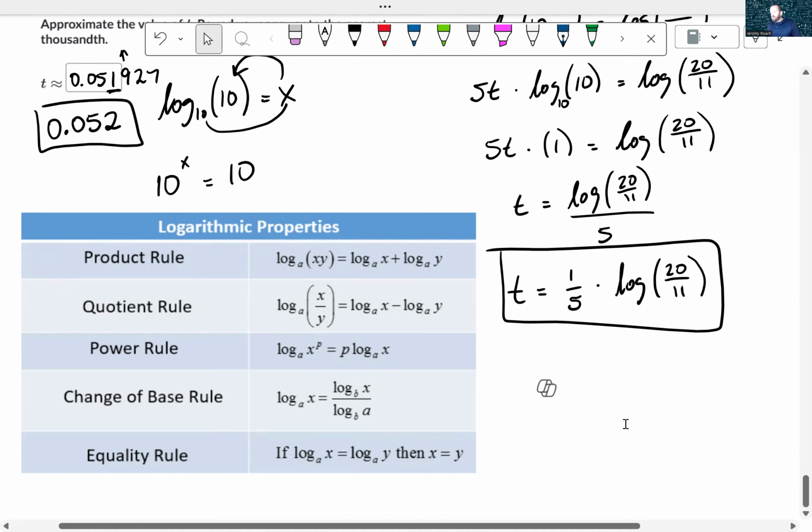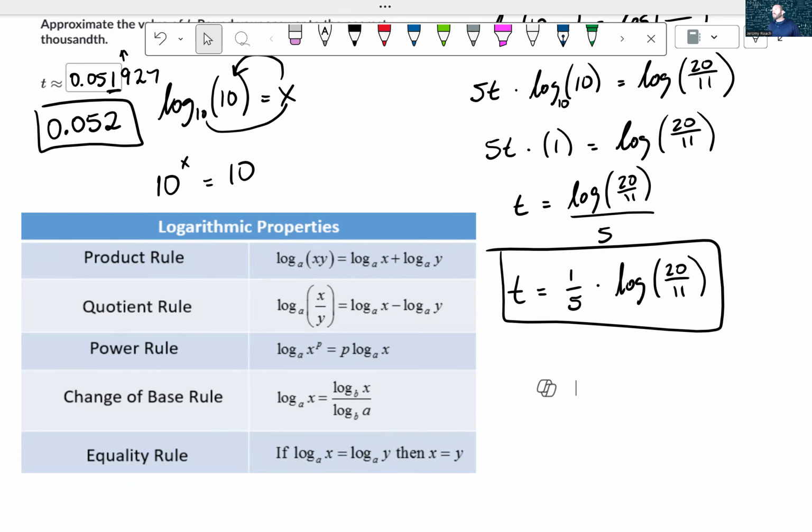So we use the power rule for this formula here. And then this is the change of base rule written algebraically as well. And then in the previous videos, we went over the product and the quotient rule as well. Okay, so if you took a screenshot of that, great.